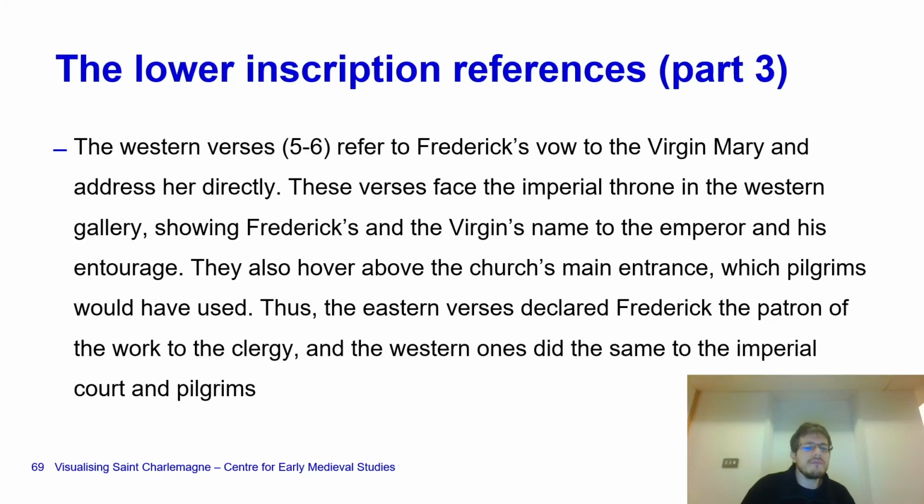Now, the Western verses, 5 and 6, refer to Frederick's vow to the Virgin Mary and address her directly. These verses face the imperial throne in the Western Gallery, showing Frederick's and the Virgin's name to the Emperor and his entourage. They also hover above the church's main entrance, which pilgrims would have used. Thus, the Eastern verses declared Frederick the patron of the work to the clergy, and the Western ones did the same to the imperial court and pilgrims.